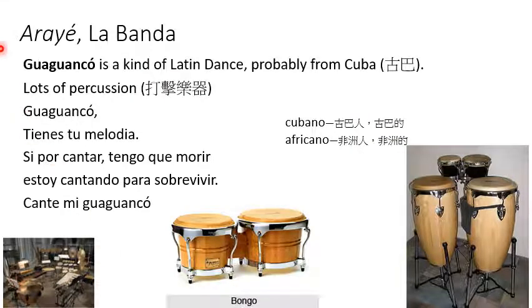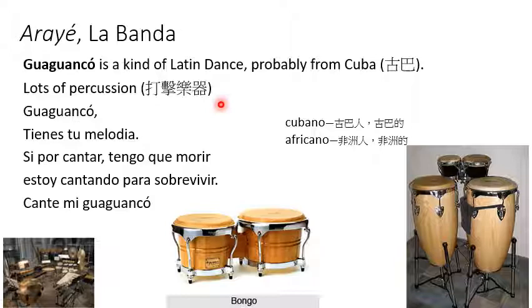Finally, I want to listen to a song called Araye by La Banda, right? That's the name of the group, La Banda. And the song is Araye. This song is in the style of a wawanko. Wawanko, it's a kind of Latin dance, kind of a rumba, maybe from Cuba. And this song has lots of percussion, right? Lots of instruments, okay?